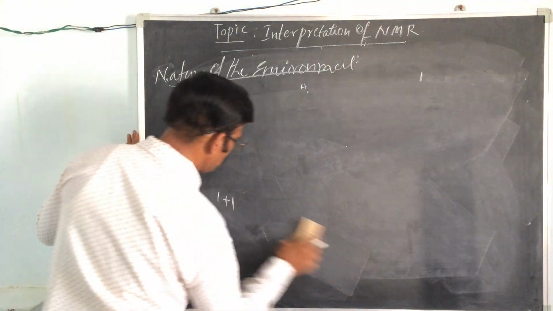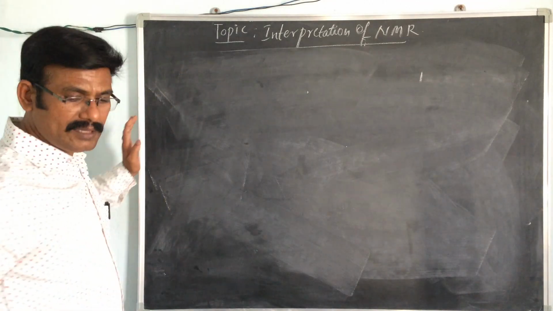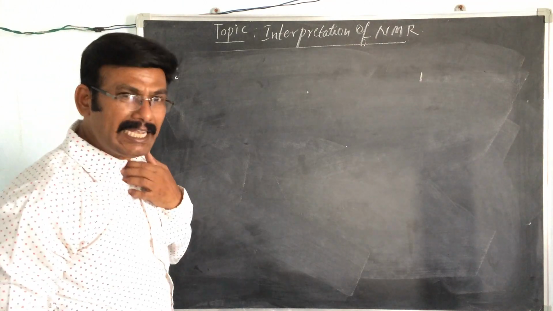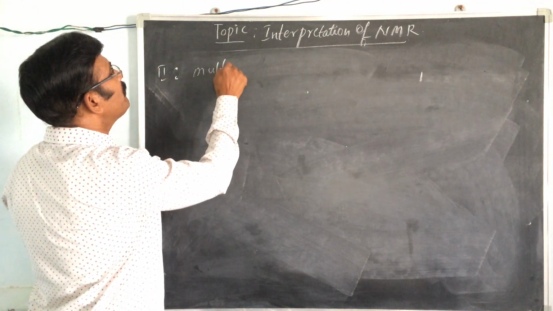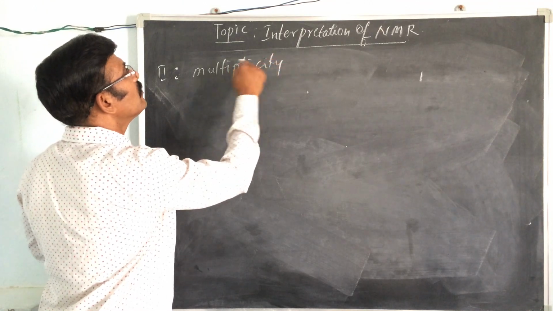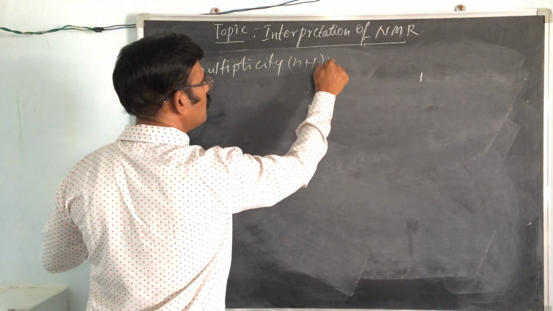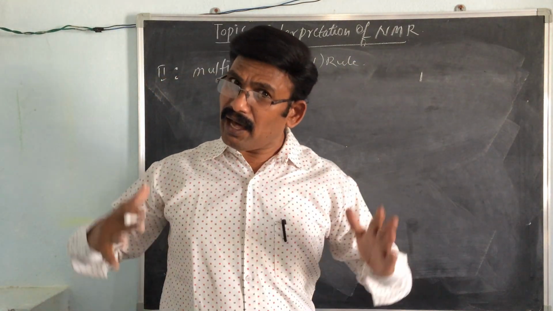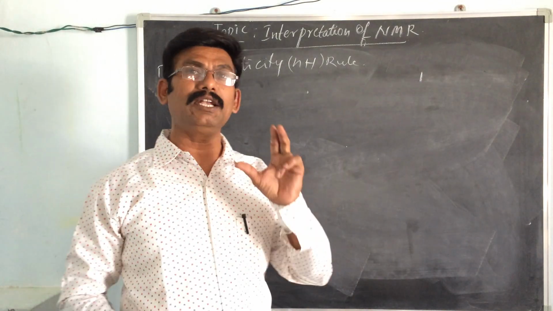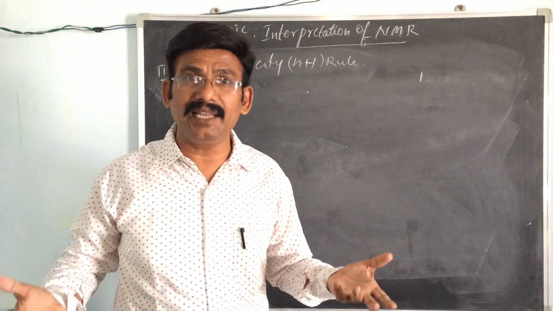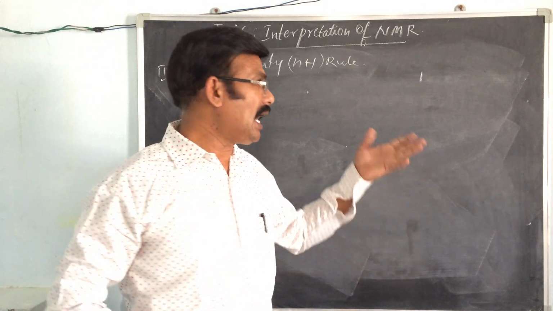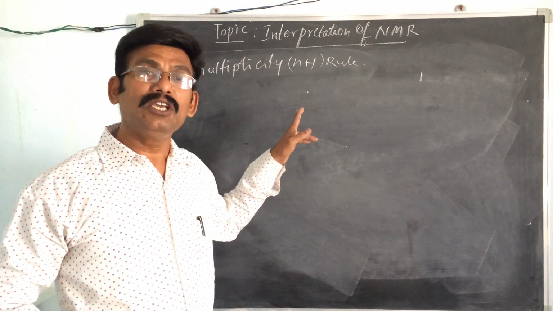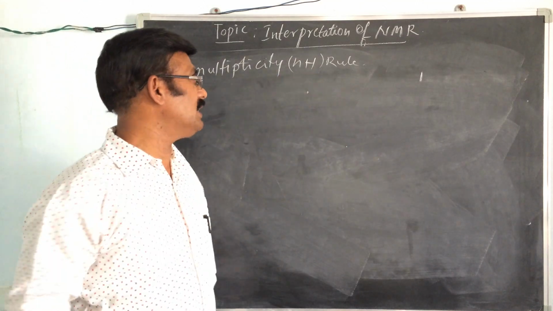Now, the second one is the multiplicity, or n plus 1 rule. Multiplicity means either singlet or doublet. In the given environment, 2 peaks, that 1 peak is either singlet or doublet or triplet. And in the given 3 protons, singlet or doublet. That is called the multiplicity. So multiplicity means according to n plus 1 rule.